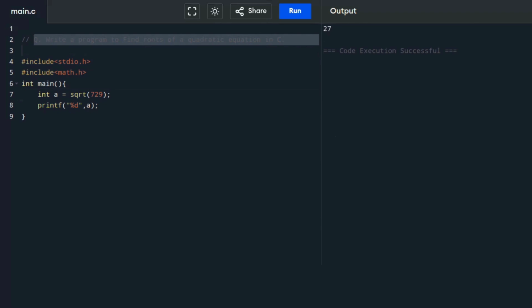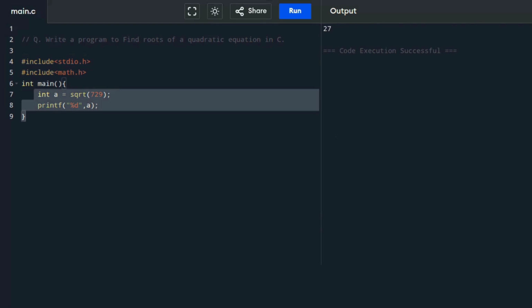So the use of this math file is that it will include all the mathematical functions like square root, exponents, and etc. So let's get back to the point. The quadratic equation is of the type ax square plus bx plus c. So we will take the input of a, b, and c from the user, and after that we will write a program to find the roots of the equation. So let's get started.